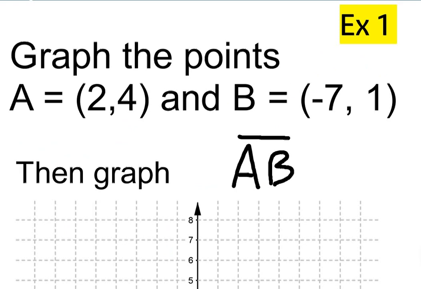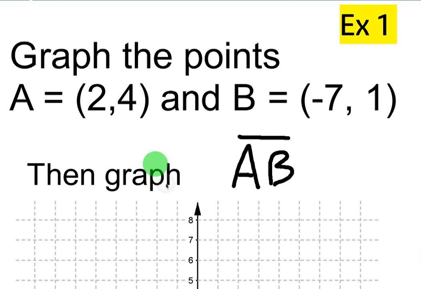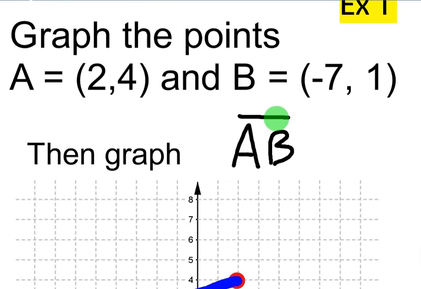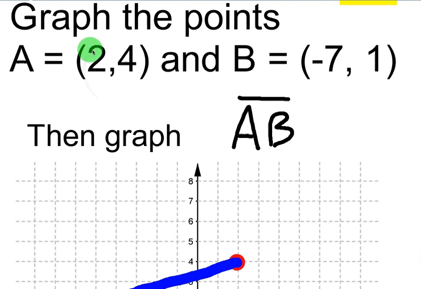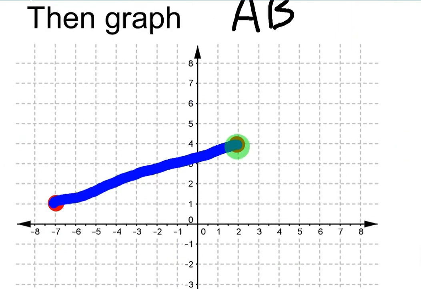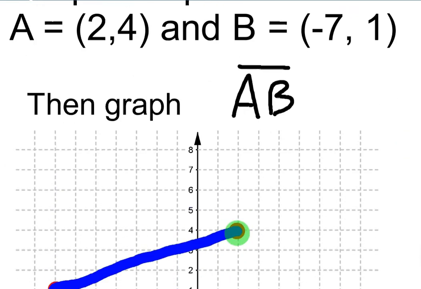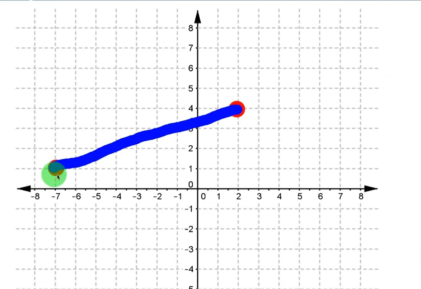Okay, so this says graph these 2 points, which we learned in the previous lesson, and then graph the line segment AB. We know it's a line segment because of the symbol right here. So we've already done that, and I'm just going to go through and show you what we did. So the point (2, 4) would be right here. And then the point (-7, 1) would be right here. And just connecting them with the segment would look like this.